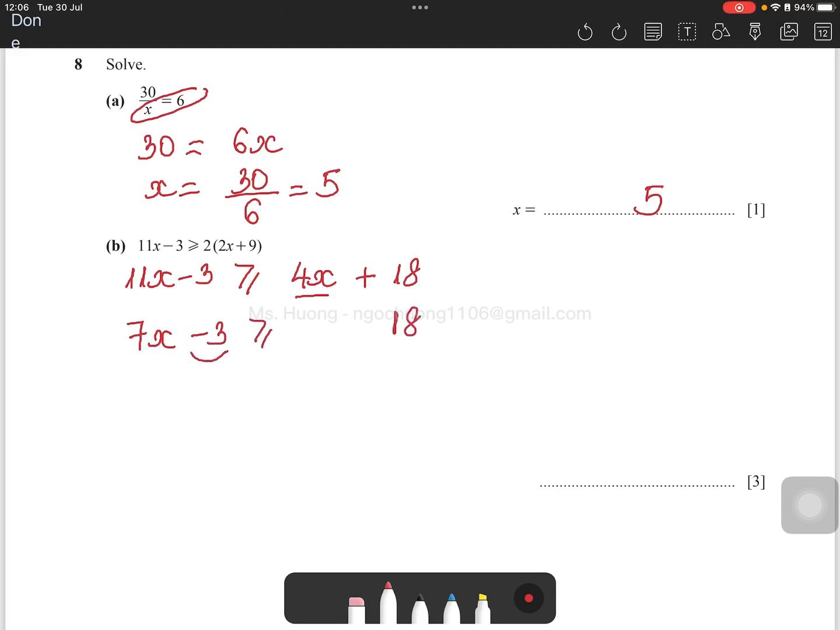Next, I will add 3 to both sides. So 18 plus 3 is 21. Finally, I'll divide both sides by 7. So 21 divided by 7 equals 3. So x is greater than or equal to 3. This is the final answer.